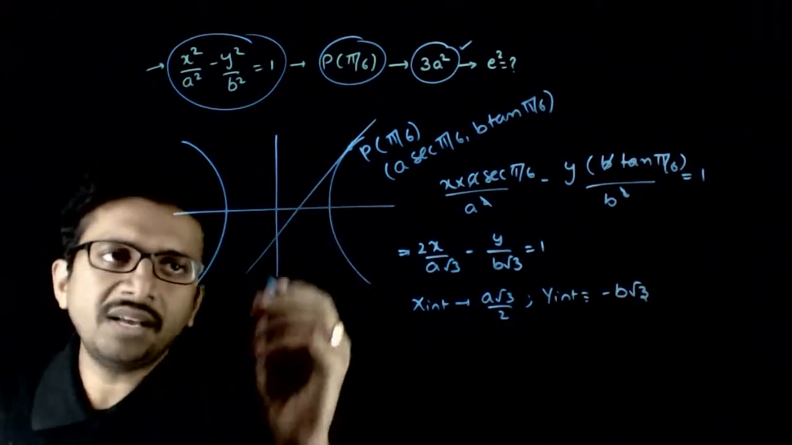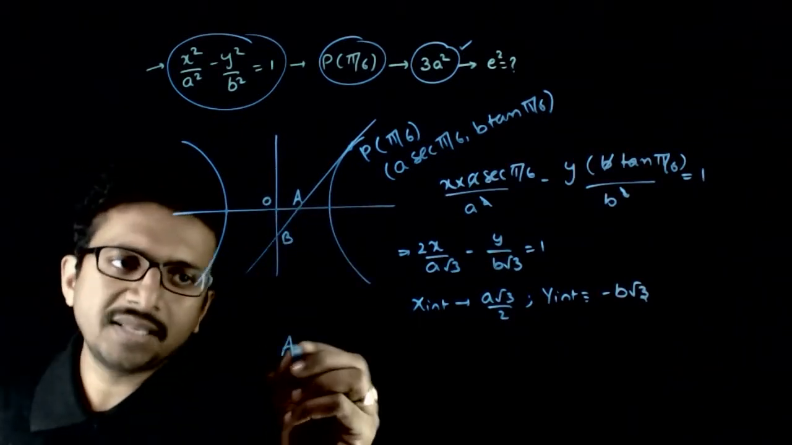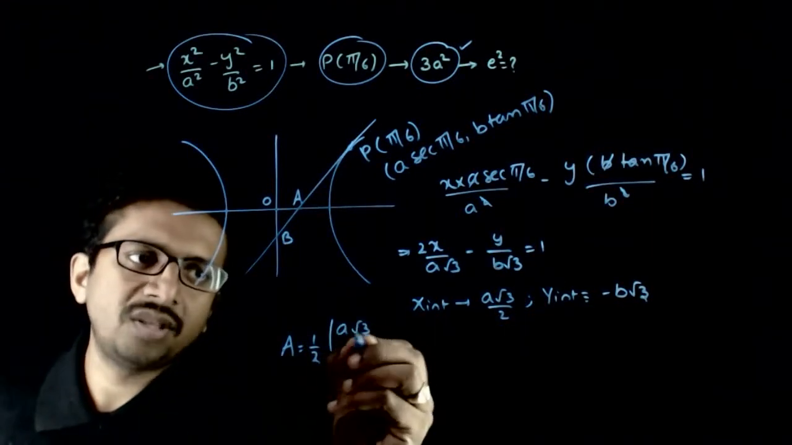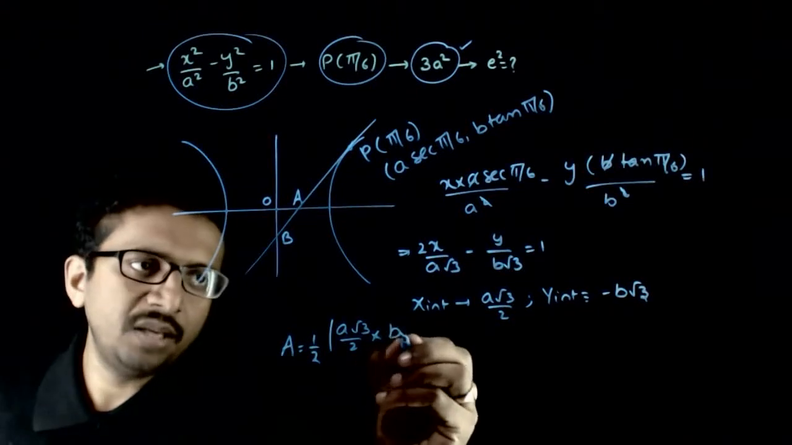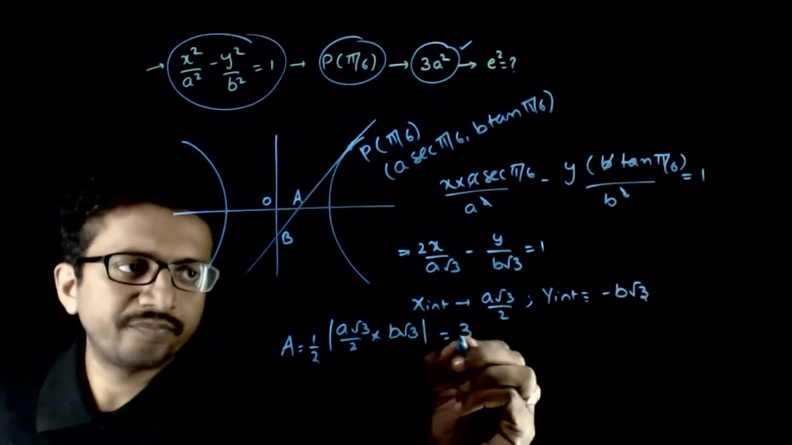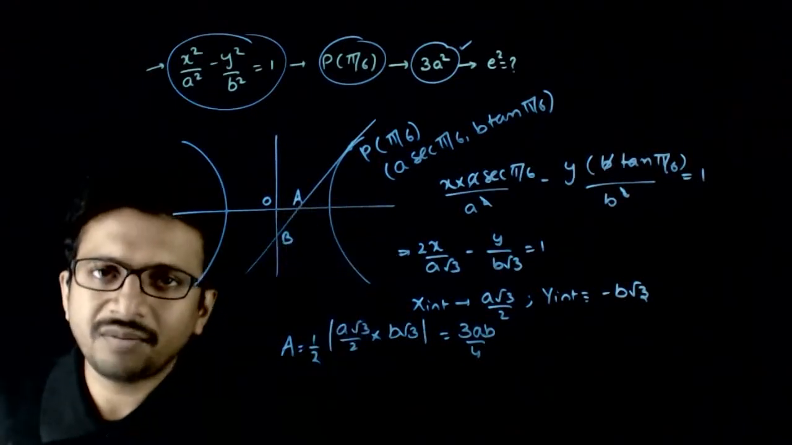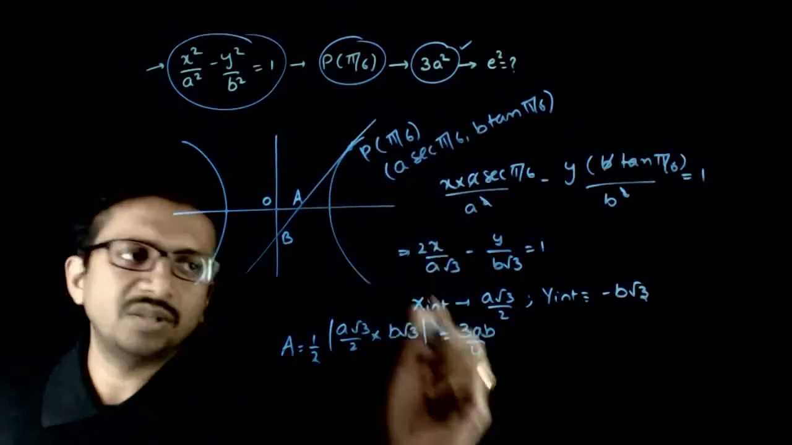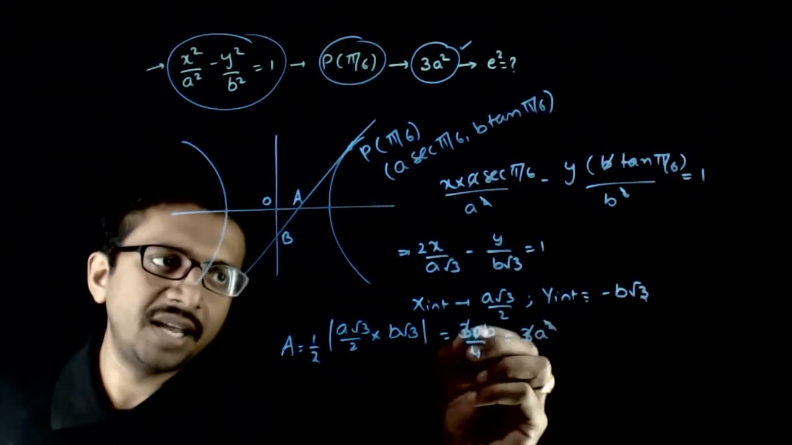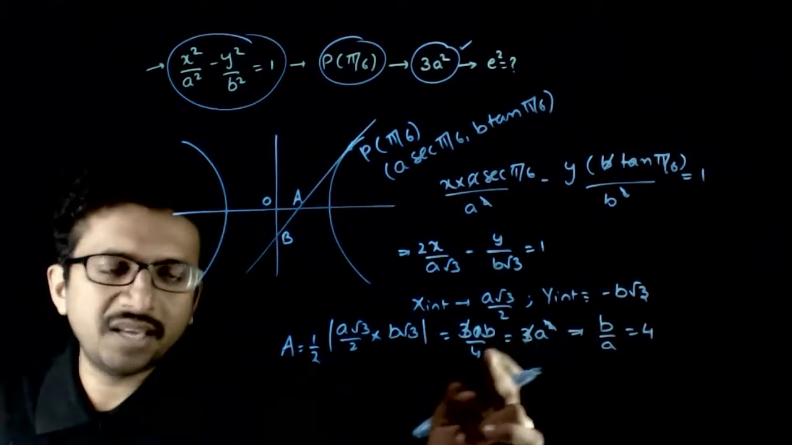Now what is the area of this triangle? Area is half times the modulus of the x-intercept into the y-intercept, that is a√3/2 into b√3, which is equal to 3ab/4. So this is the actual area formed for this triangle, but according to the given question it is equal to 3a². So 3 and 3 get cancelled, a and a get cancelled. This implies b/a is equal to 4 units.